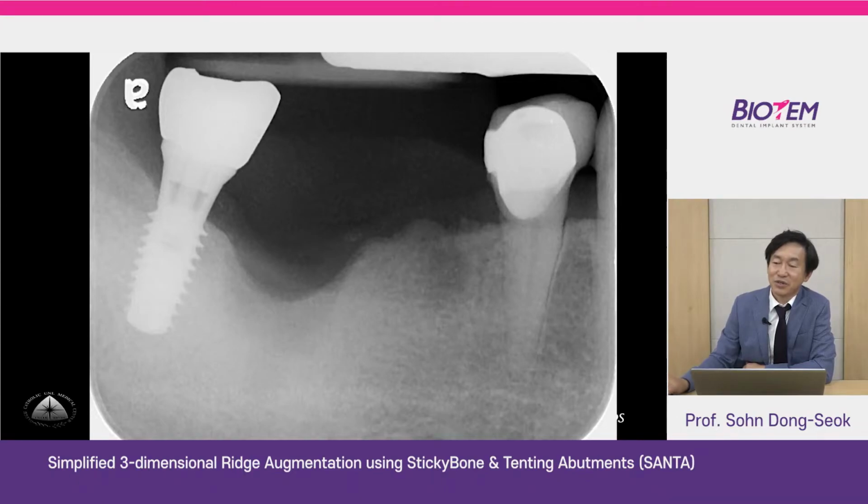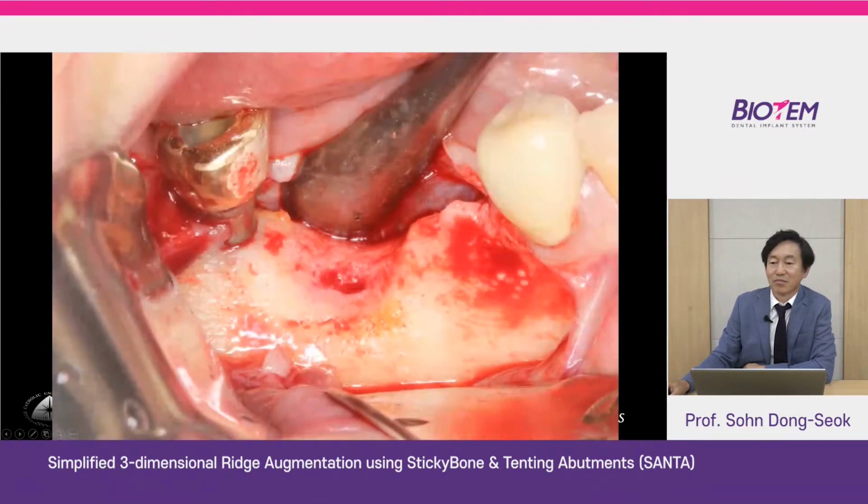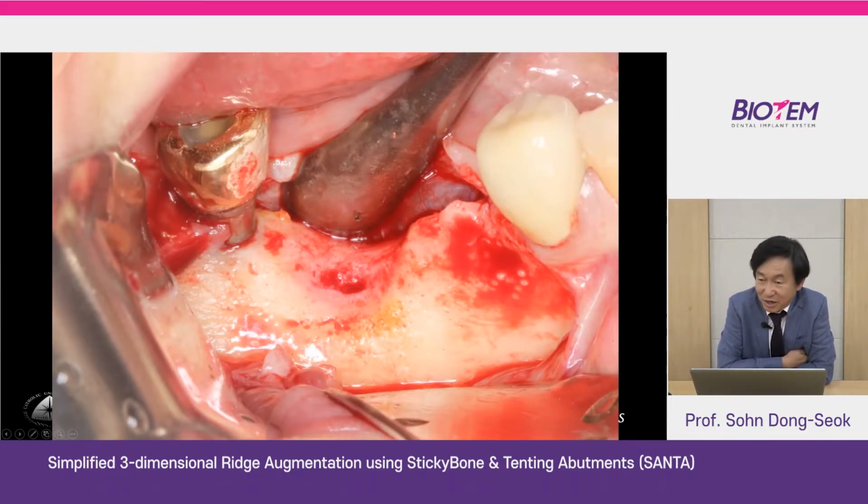Okay, here's a case using commercial putty bovine bone. You can see the vertical defect here. The full thickness flap was elevated, and you can see the horizontal defect here. What is your option to treat this case? Titanium mesh or bony plate technique?